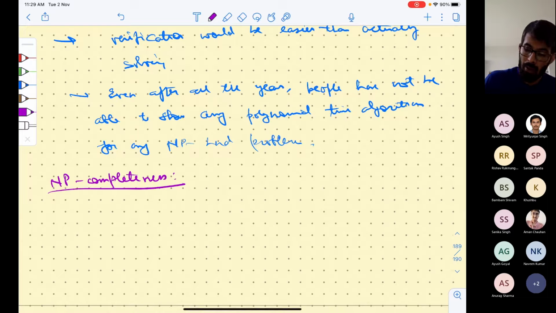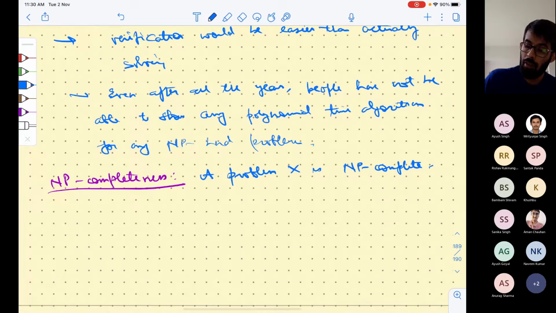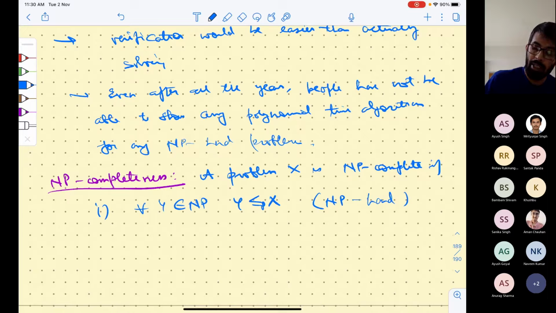Okay. So a problem X is NP complete if, first, for all Y in NP, Y reduces to X, right? This is called NP hard. If there exists a problem X such that any problem in NP reduces to it, then that is called NP hard. And second is X belongs to NP itself, right? So when both conditions are satisfied, then we say that X is NP complete.